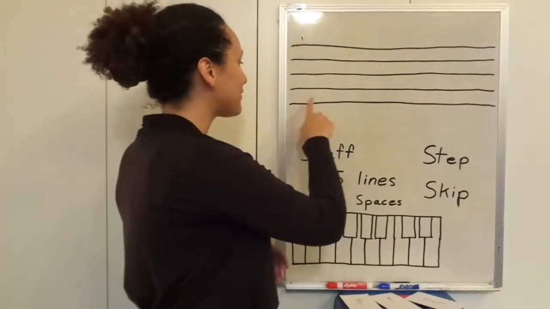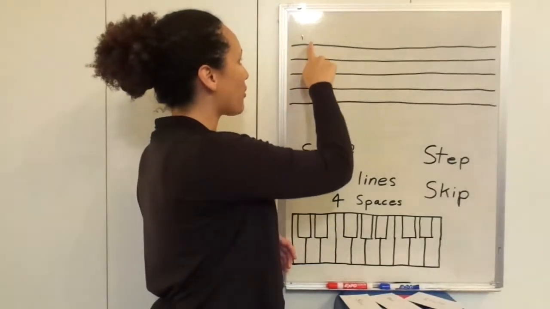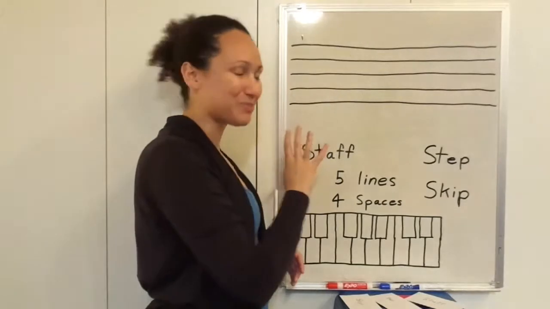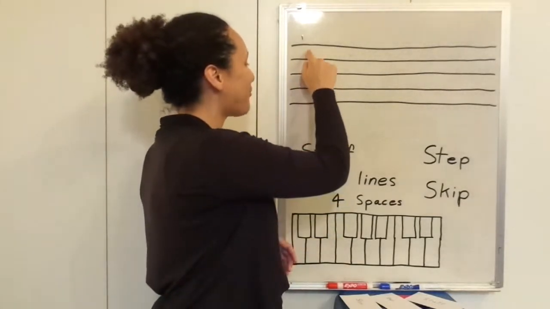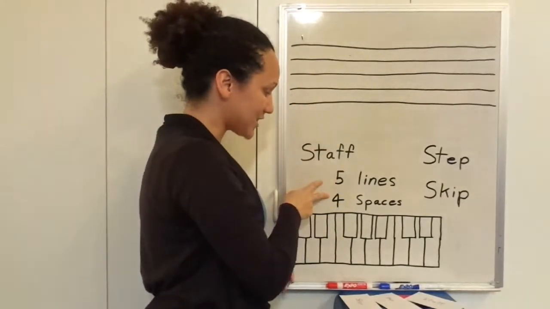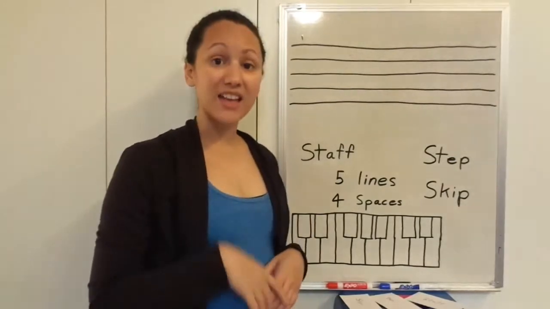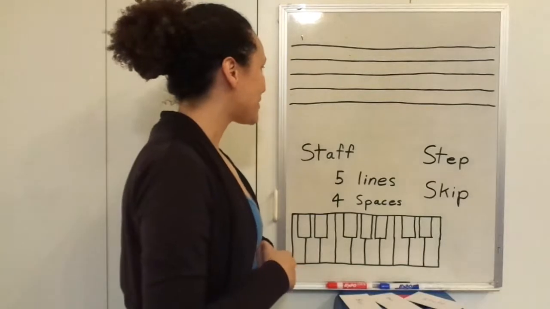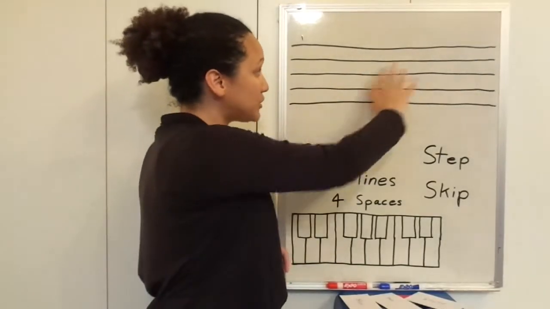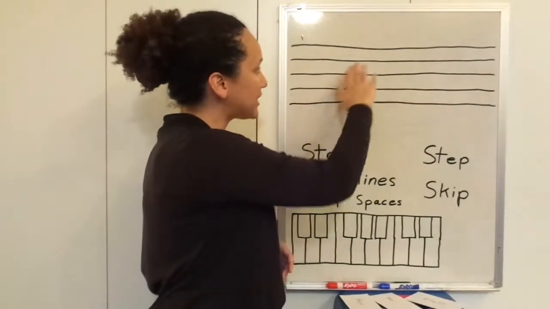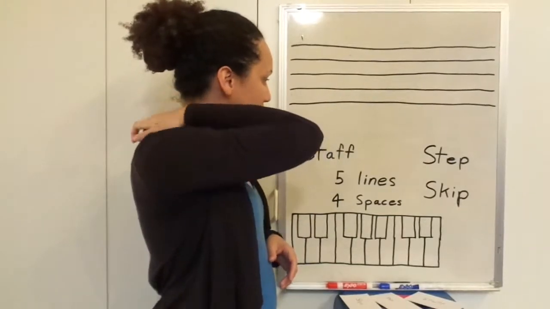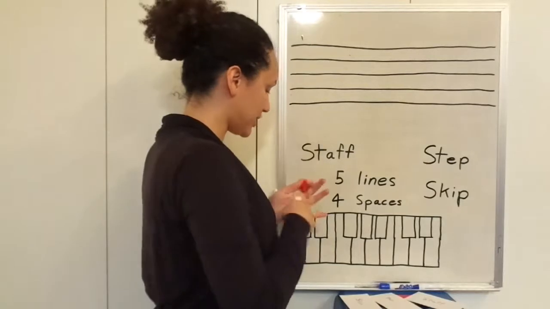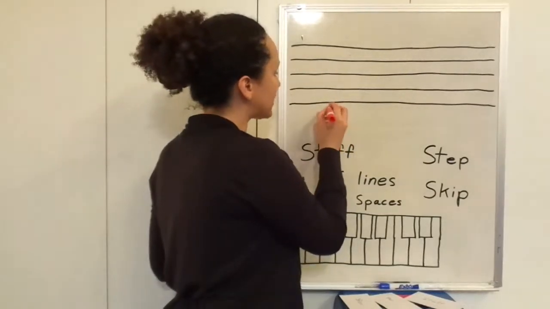So now we have 5 lines, 1, 2, 3, 4, 5, and 4 spaces, 1, 2, 3, 4. And I put that down here as well. A staff has 5 lines and 4 spaces. Now then, for music, we don't always play one note right after the other. We can, if you like. I'll go ahead and put some notes here, and we'll see what that looks like.